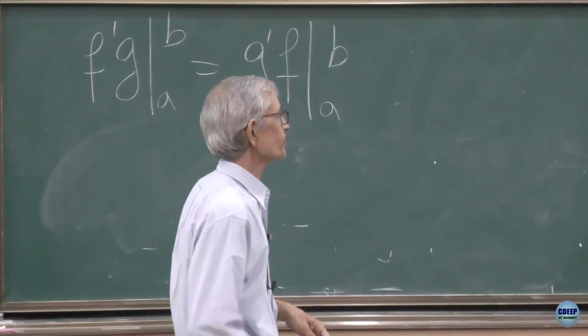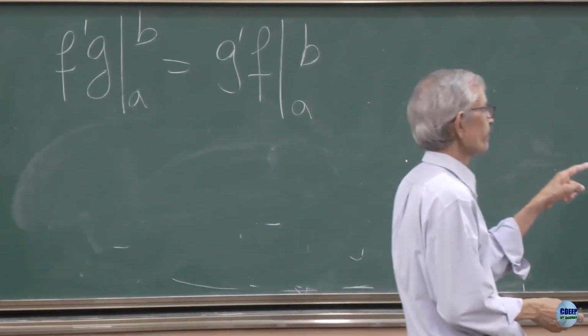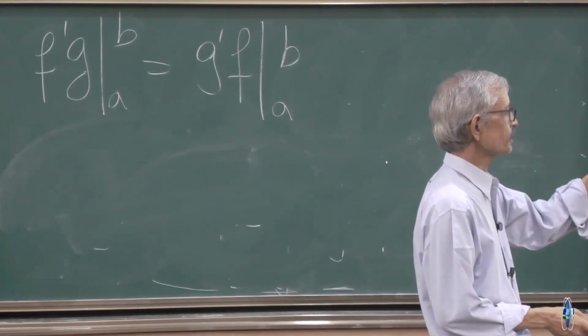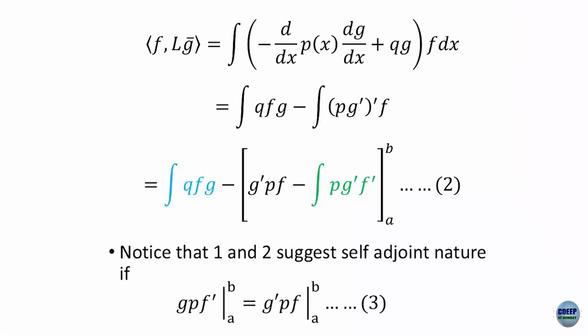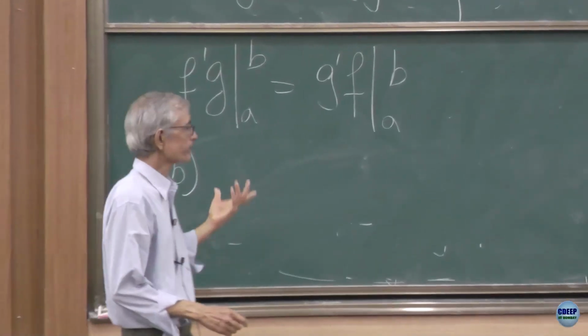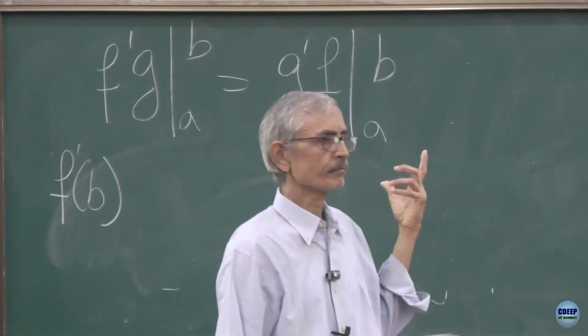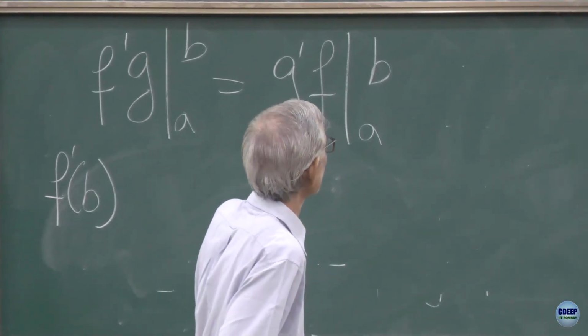Okay. So P G F prime A to B must be equal to G prime P F A to B. How do I show that? I need to look at my conditions here. So I need to look at my conditions. So F prime of B. What is F prime of B now? What is F prime of B? Looking at the conditions here.